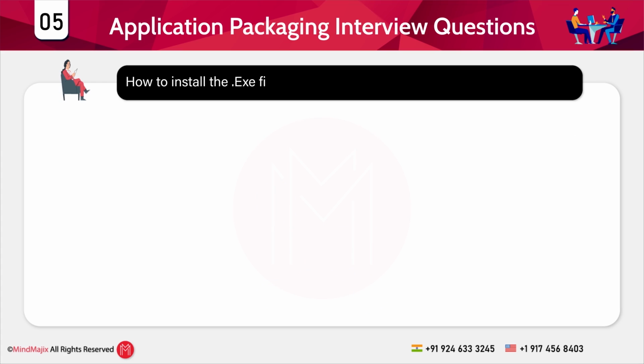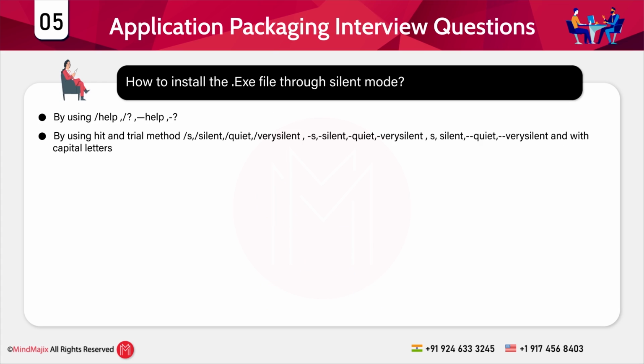How to install an exe file silently? If a vendor has provided an exe and we have to install that exe silently, how are we going to find the silent parameters? In the cmd, we will copy the path of that exe file, and then give /help. If /help works, it will prompt with the silent parameter.